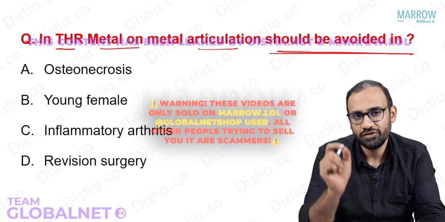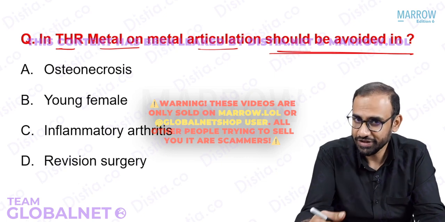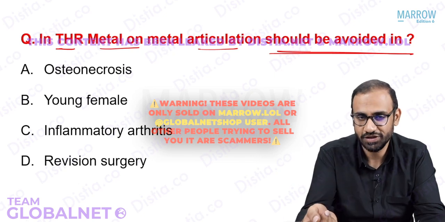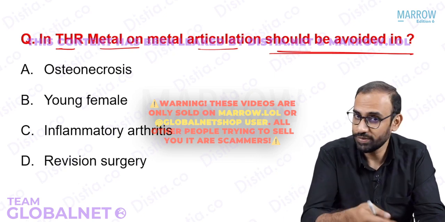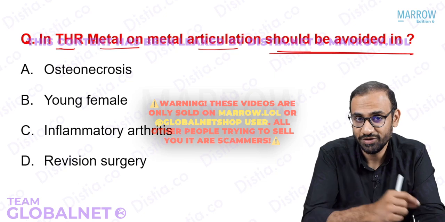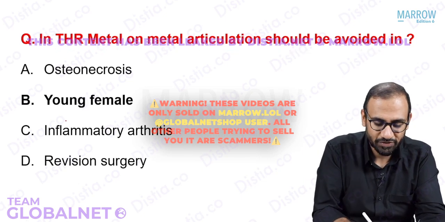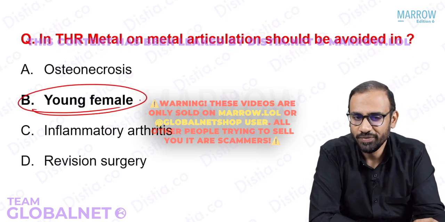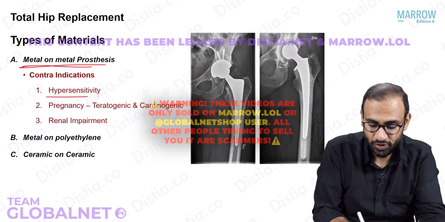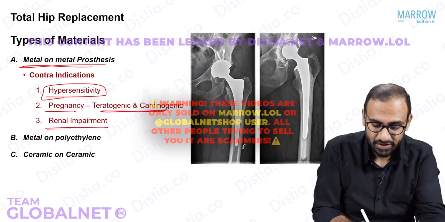You just need to remember that if you use a metal on metal prosthesis, as friction and attrition happen over the years, metal ions come out and get into your systemic circulation and cause problems like nephropathies. Especially in pregnant females, they might cause teratogenicity or carcinogenic manifestations. That's why metal on metal articulation is usually not preferred in young females who are likely to become pregnant. So what are the contraindications of metal on metal prosthesis? Patients who have hypersensitivity, pregnancy because of the risk of teratogenicity and carcinogenicity, and renal impairment.